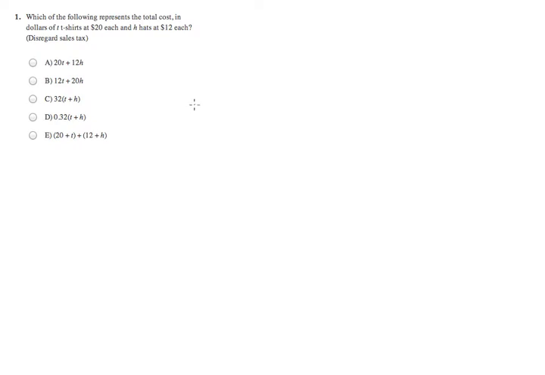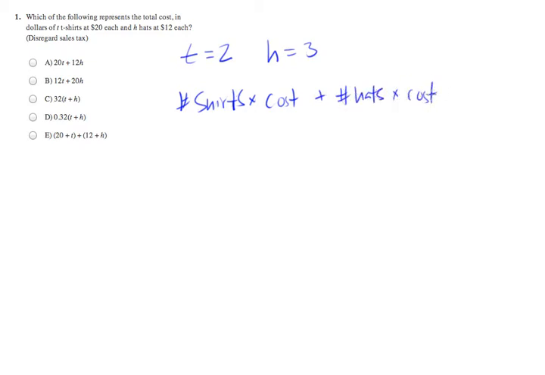So if we have, they want to know the total cost of shirts at $20 each and hats at $12 each. So let's suppose that T, the price of shirts, is $2 and H, the price of hats, is $3. We can calculate our total cost as simply the number of shirts we bought, which is number of shirts times the cost of shirt plus the number of hats times the cost of hats.